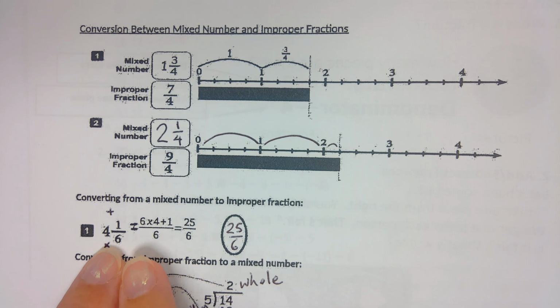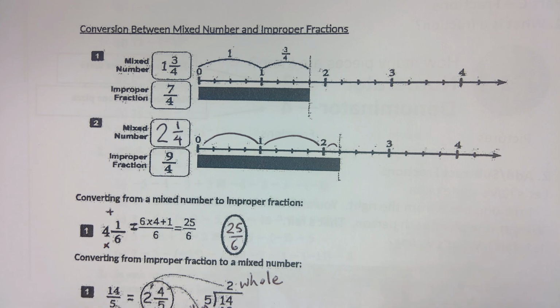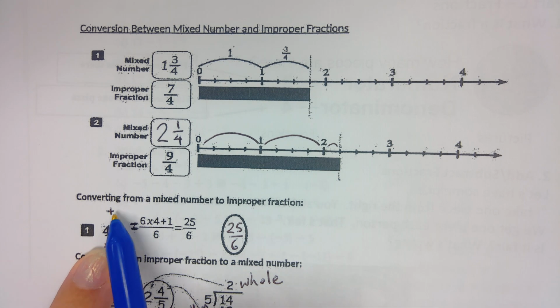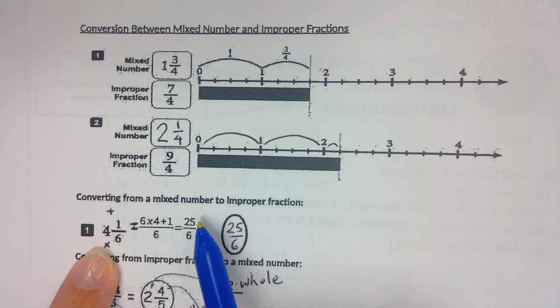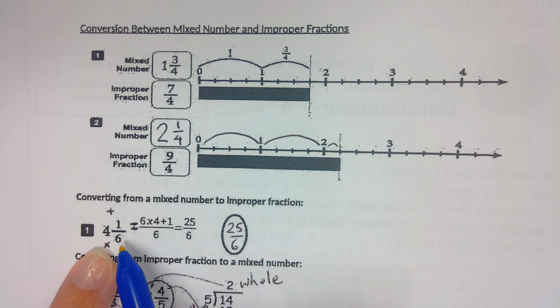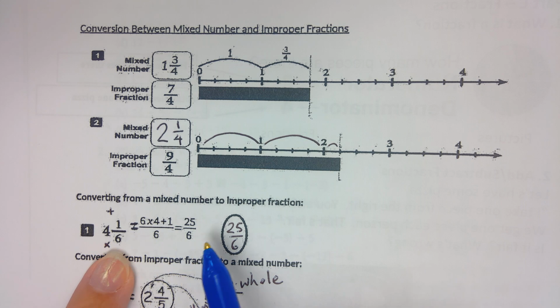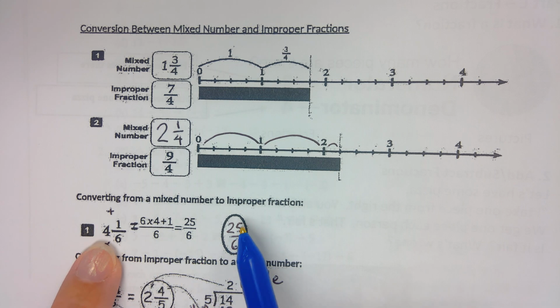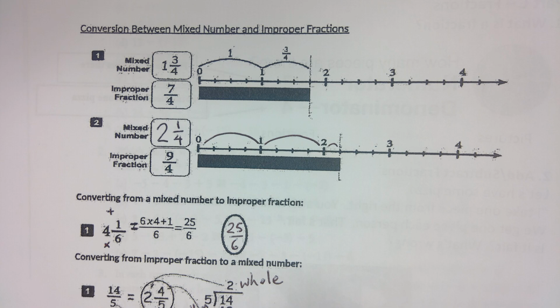So right here, to change it from a mixed number to improper fraction, the shortcut is to multiply and add. So 6 times 4 is 24, plus the 1, you get 25 on the numerator. The 6 stays the same, it doesn't change. So 4 and 1/6 is the same as 25 over 6 as an improper fraction.